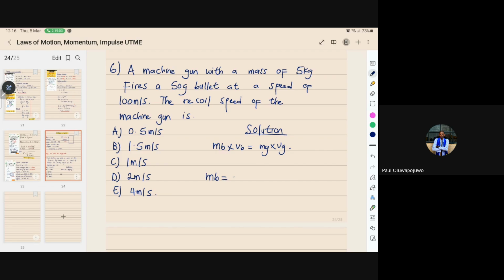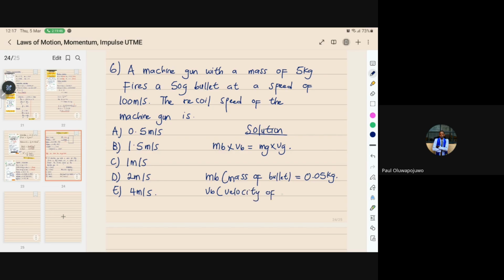Mass of the bullet, MB, is equal to 50 gram. 50 gram is the same thing as what? 50 divided by 1000. That will give us 0.05, so that's 0.05 kg. Remember to convert. I converted, right?